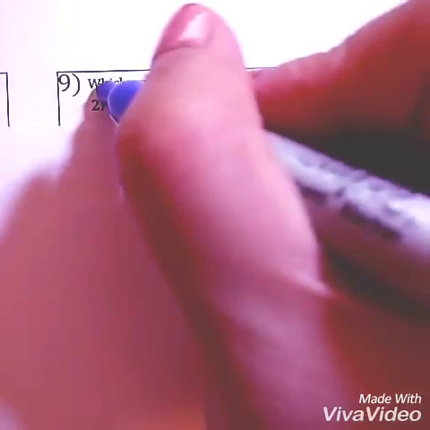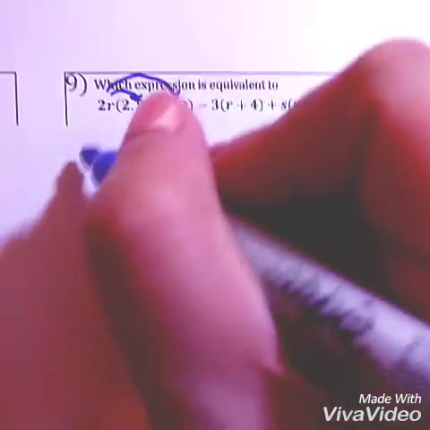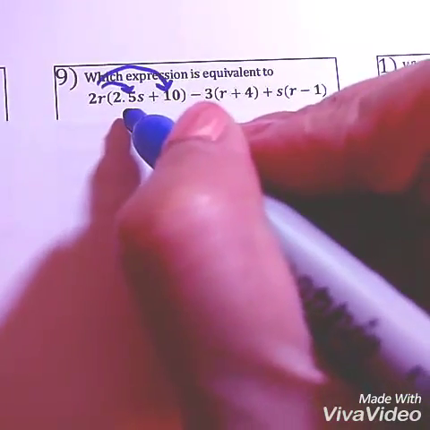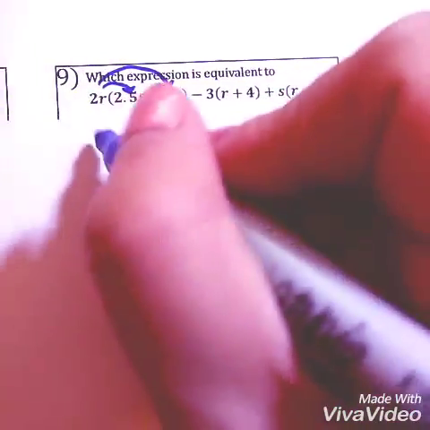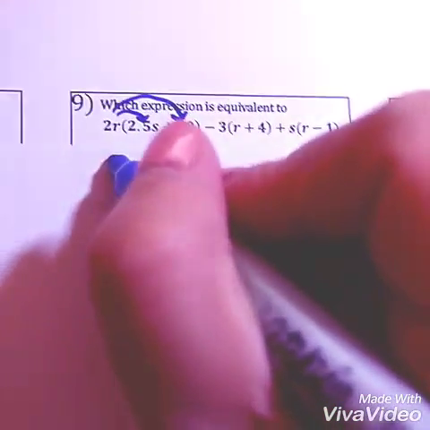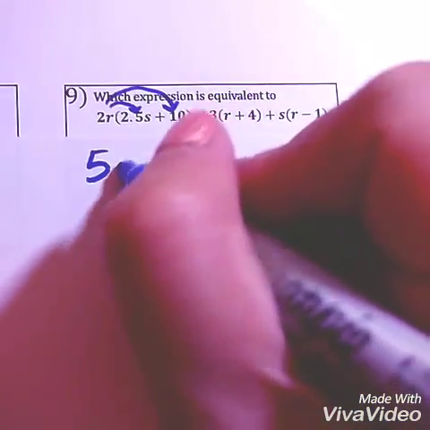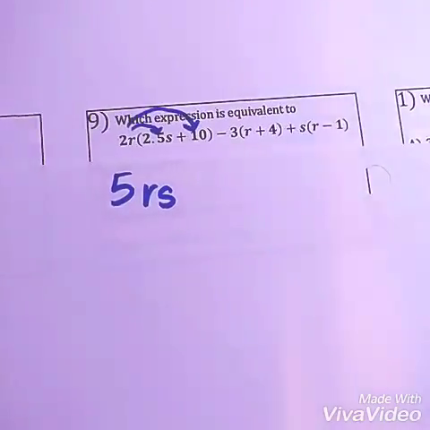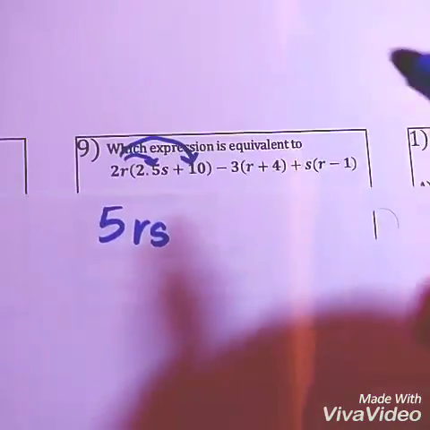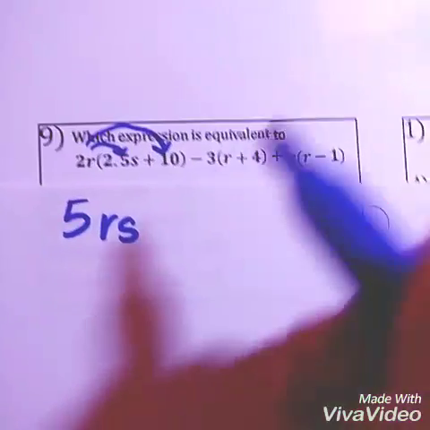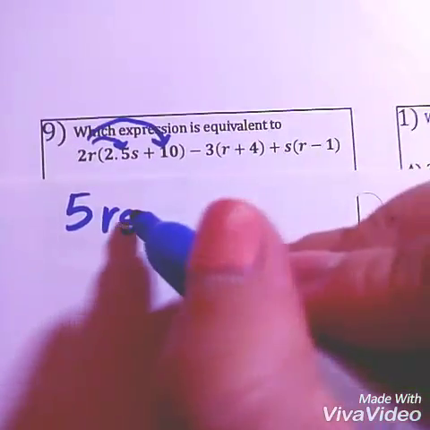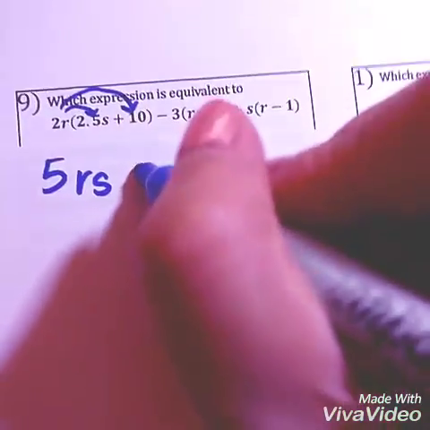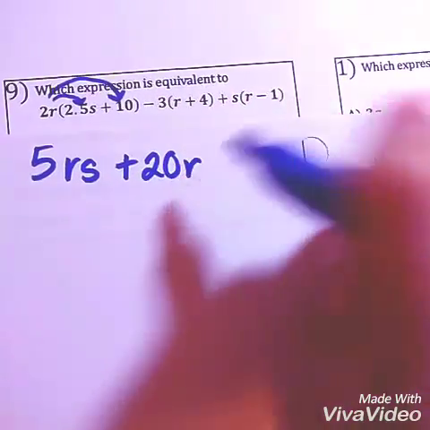So first, distribute means you're multiplying, okay? So first, I'm going to multiply 2r by 2.5s. 2r times 2.5 gives you 5. r times s gives you rs. So whenever we have two variables that are different multiplied by each other, we're just going to rewrite them next to each other. Okay. The second term is 2r times 10. So 2r times 10 gives you 20r.